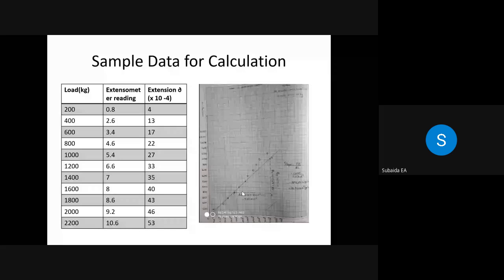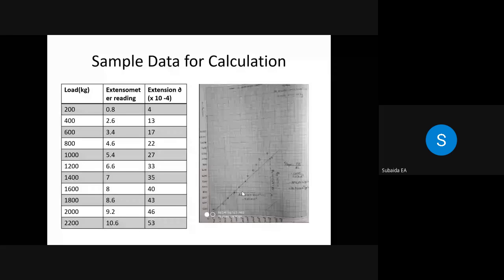From this, you take one intercept, its y coordinate and x coordinate. We can use this in the equation. The y value will be the P value, and the x value will be the corresponding delta value. Then what is L? L is the extensometer gauge length, which in our case is 5 centimeter. Then A is A0, the original area of cross section. Using this, we can determine the modulus of elasticity. Similarly, we can determine the other parameters.